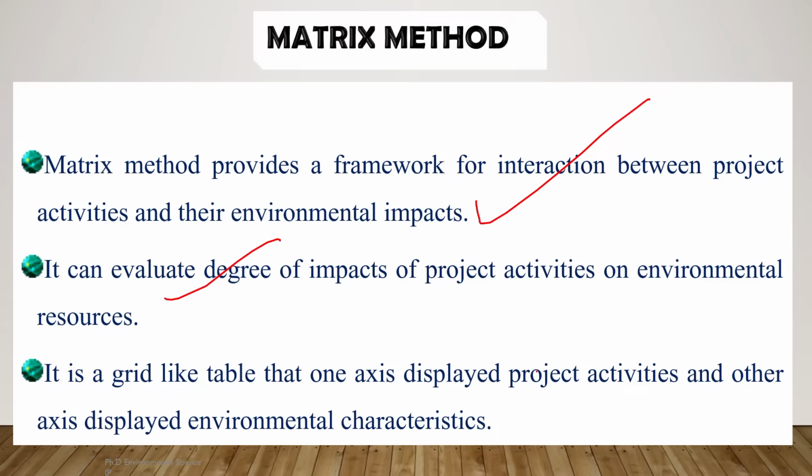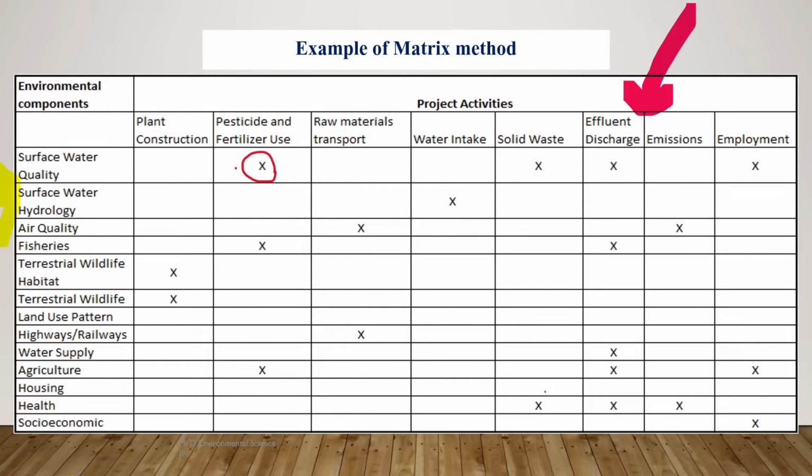Now this matrix is typically presented as a grid or table. One axis of the matrix displays project activities like construction, operation, or transportation, and the other axis lists the environmental characteristics or parameters, for example, air quality, water resources, soil, flora, fauna. Let's understand with the help of an example what is in the matrix method.